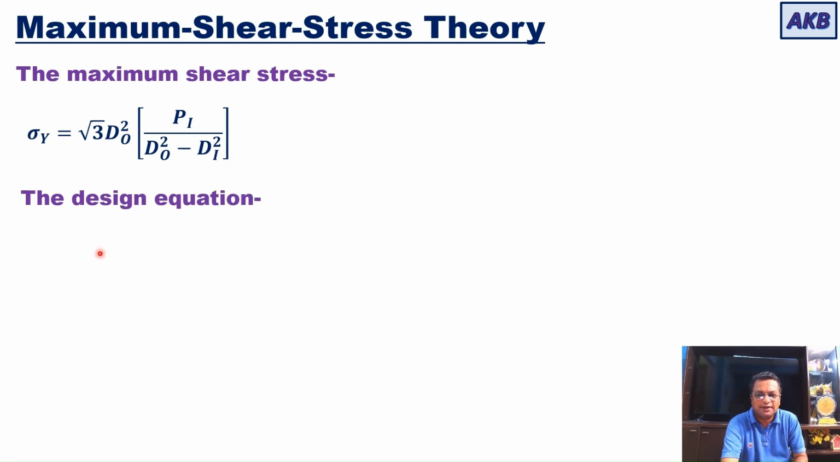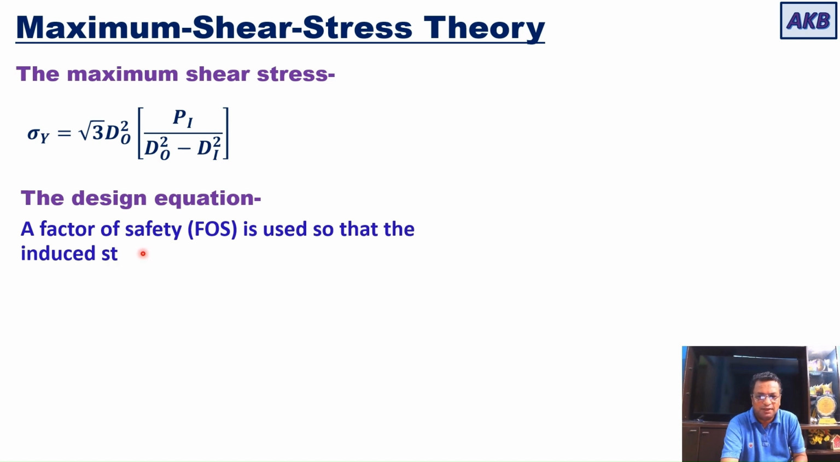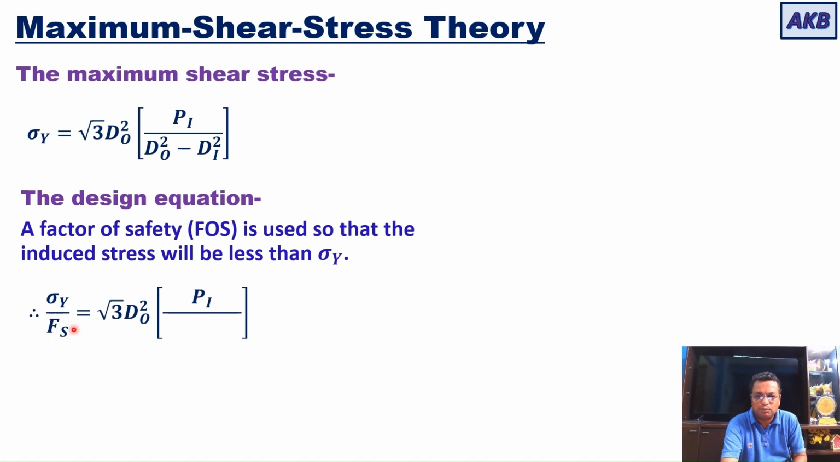Now, let us get the design equation, which we can use to find out the inner and outer diameter of the vessel and thickness of the vessel. For that, we are going to use a factor of safety, that is Fs. Why are we using it? We are using it so that the induced stress will be less than the yield stress. So that is why you have sigma y upon Fs is equal to, that is, we are using a lower value of sigma y, the yield stress.